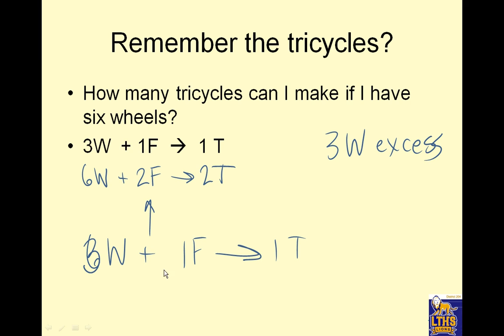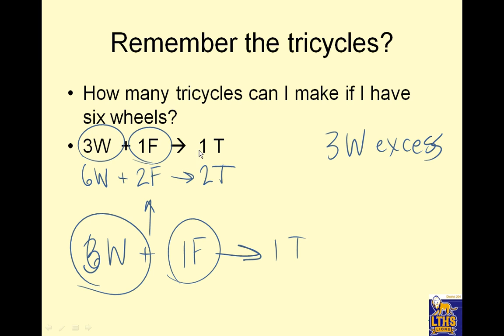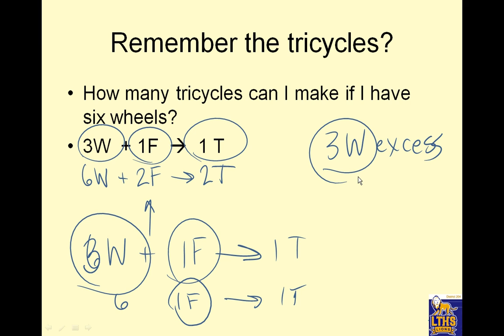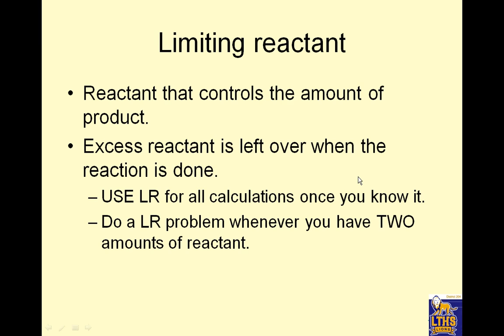So here's what we're showing here. One of the reactants in a chemical reaction, the amount that we have is going to limit how much product we get. If I had 6 wheels but only 1 frame, guess what? I'm only getting 1 trike. So that's the limiting reactant. And then I'd have 3 wheels left over, 3 wheels excess. So how can we do this stoichiometrically? All right, we need some definitions.